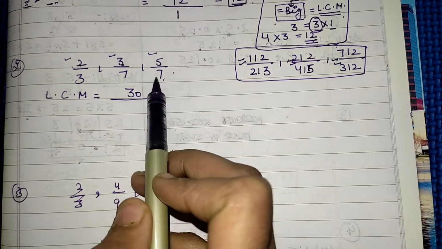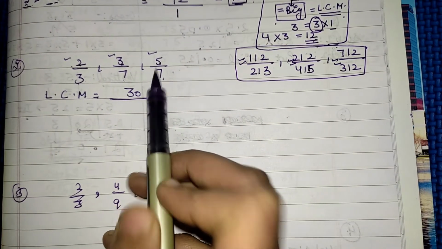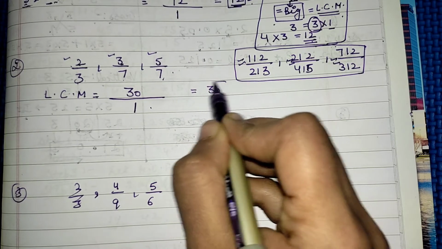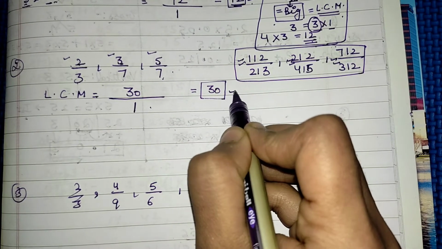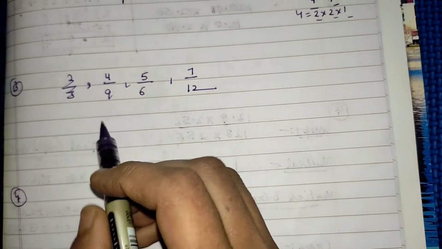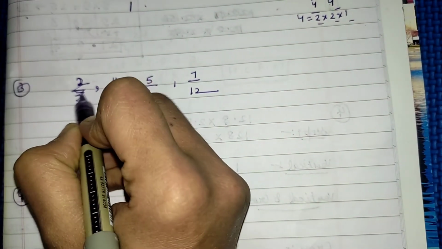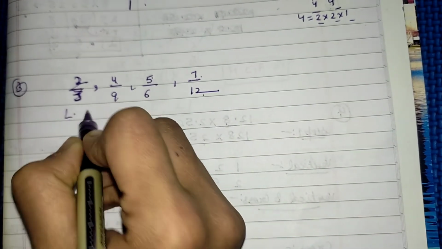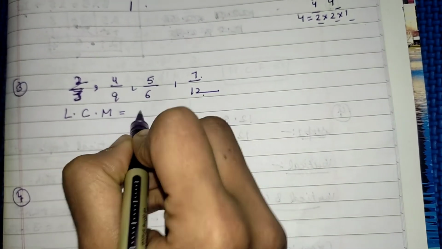Moving to this part, 3, 7 and 7. HCF of this is going to be equal to 1. So LCM of this fraction will be equal to 30. Moving to the last question, which is 2 by 3, 4 by 9, 5 by 6 and 7 by 12. So what will be the LCM of this fraction?